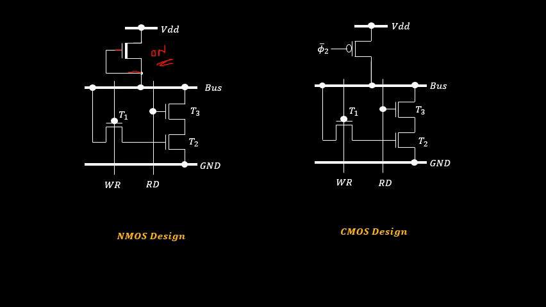When it is turned on, it behaves like a closed switch. So from VDD to bus, you always have a closed switch. This is the VDD terminal, this is the NMOS depletion transistor which I have replaced with a switch, and this is the bus terminal.